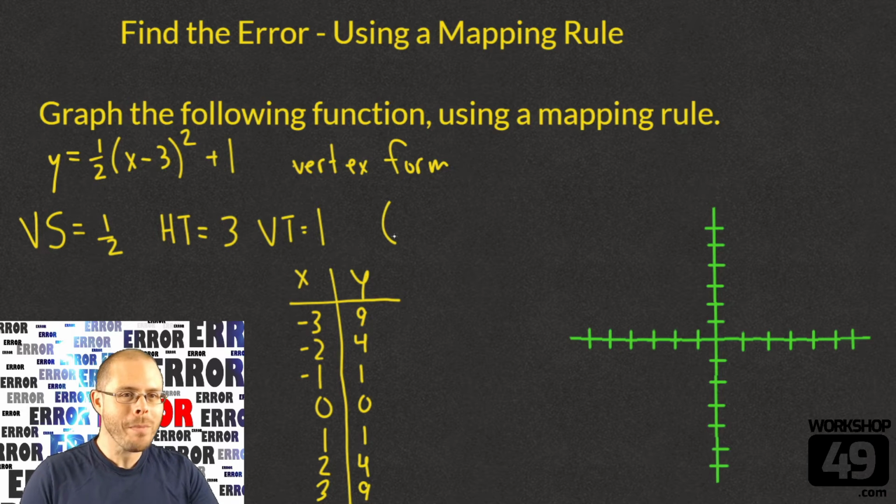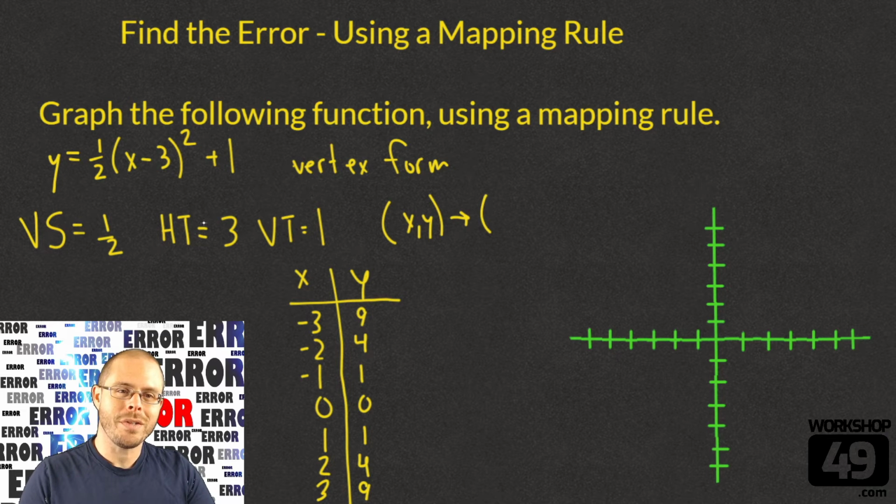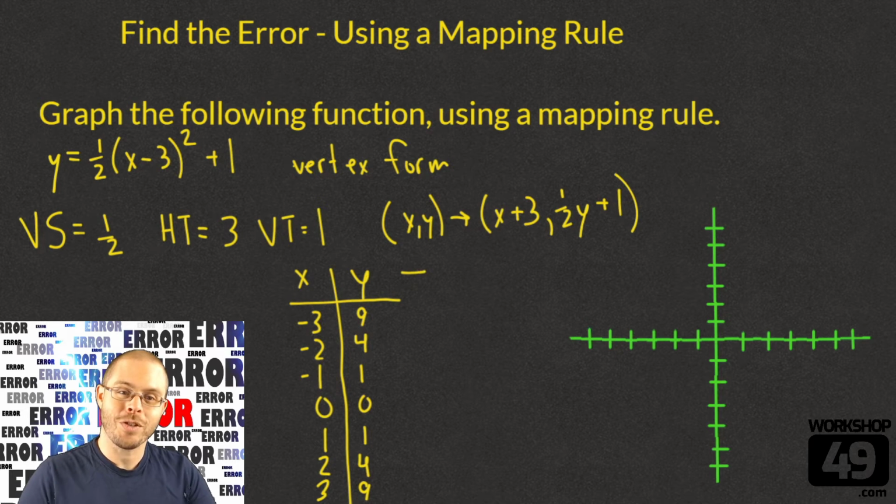And we want to transform that table using a mapping rule. So I'm going to go ahead and create a mapping rule. Our mapping rule will say that each point, x comma y, must be transformed so that it becomes x plus 3, comma, 1/2 y plus 1. This is based on the transformations that I identified earlier.